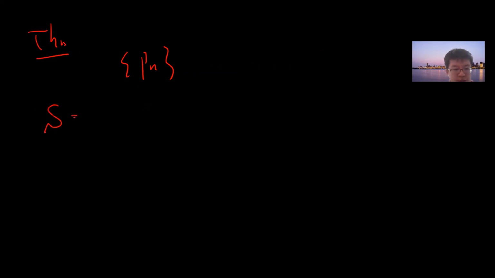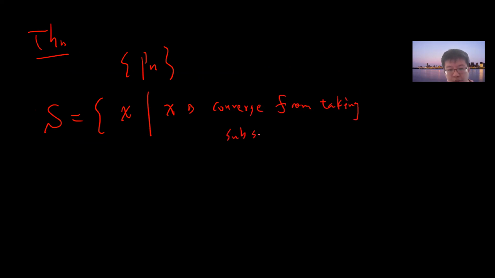So let me write down a set S. This is the set of all x such that x is a point of convergence from taking a subsequence of Pn. So you can pick out different subsequences and collect all of the limits and call it S. S is the set of convergent points from taking all the subsequences of Pn.